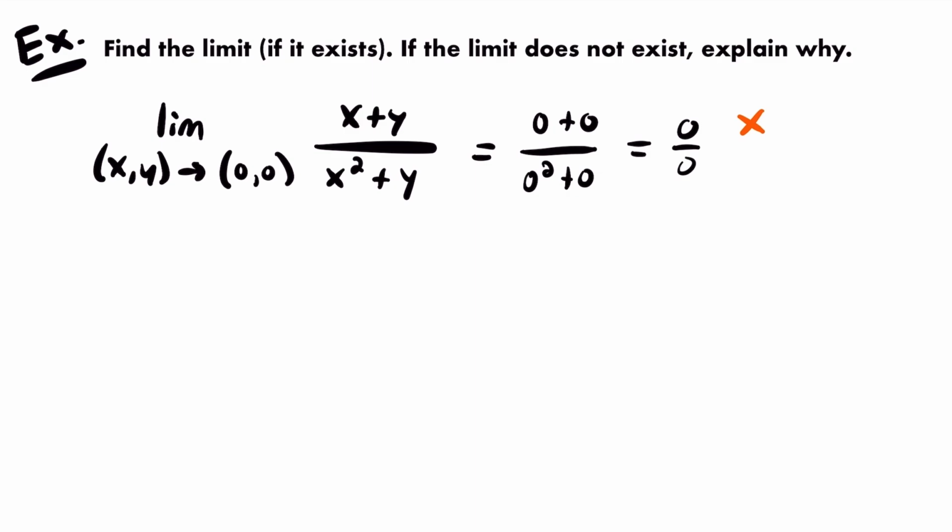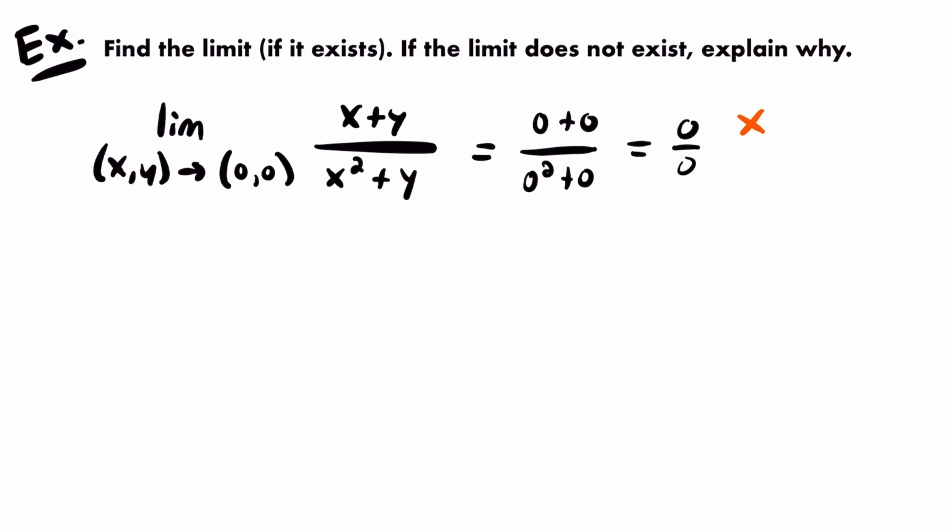But can we manipulate this expression in any way so that we can plug in? Well, not really, right? There's nothing here that we can factor that will then cancel out, and there's nothing to rationalize here because we don't have any radicals, so that's not going to be helpful either. We really don't have a way to simplify this function so that we can plug in 0 and 0 for x and y. So what do we do here? It almost seems like we're stuck.